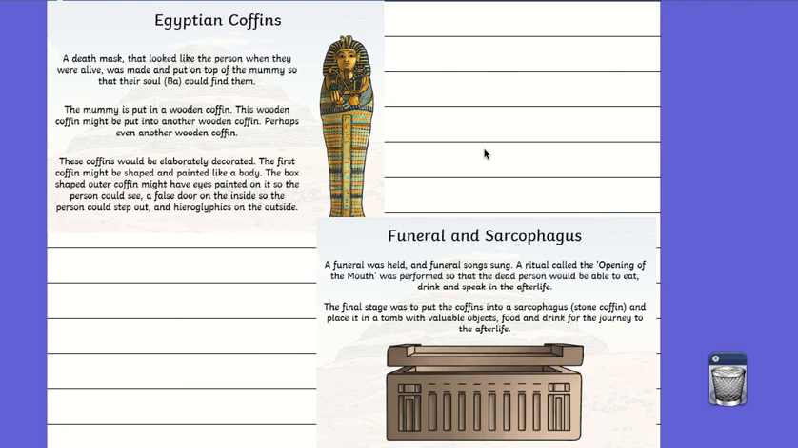For the funerals, funeral songs were sung. A ritual called the opening of the mouth was performed so that the dead person would be able to eat, drink, and speak in the afterlife. The very final stage was to put the coffins into a sarcophagus, which is a stone coffin, and then place it in the tomb with valuable objects, food, and drink for the journey to the afterlife.